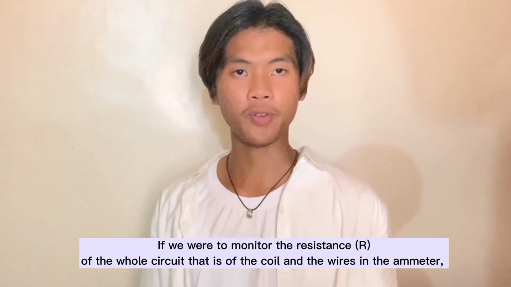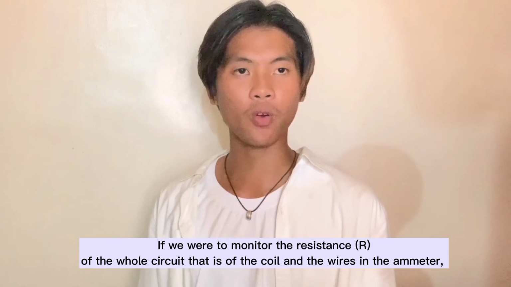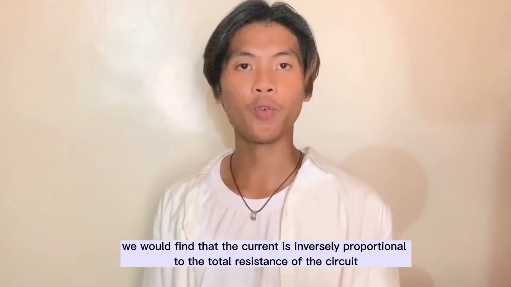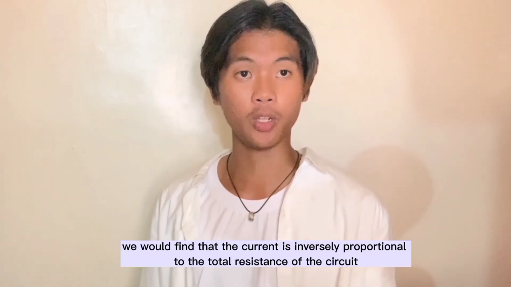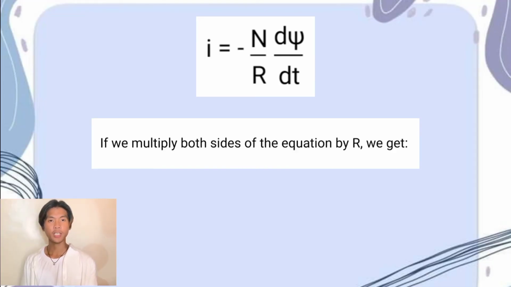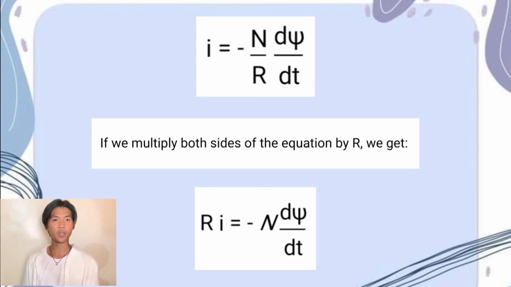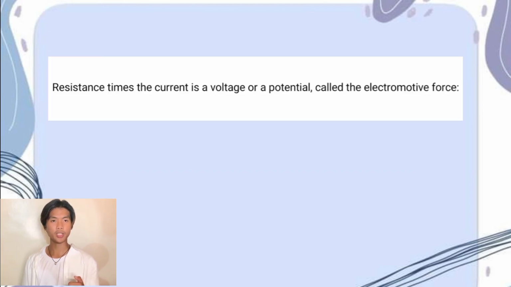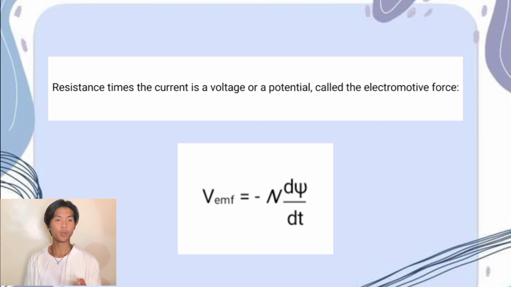If we were to monitor the resistance of the whole circuit, that is of the coil and the wires in the ammeter, we would find that the current is inversely proportional to the total resistance of the circuit. I equals negative N over R dψ/dt. If we multiply both sides of the equation by R, we get Ri equals negative N dψ/dt. Resistance times the current is a voltage or potential called the electromotive force. Electromotive force equals negative N dψ/dt.